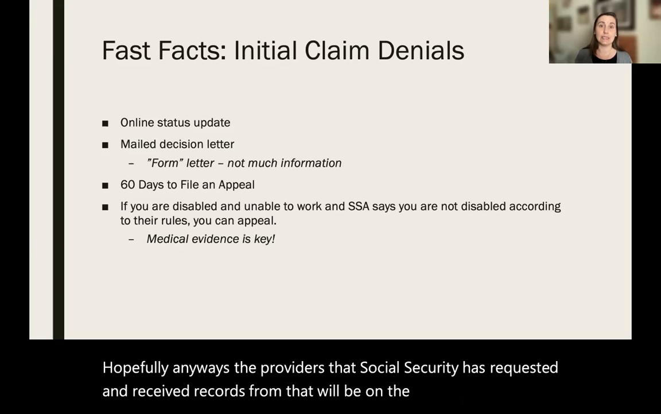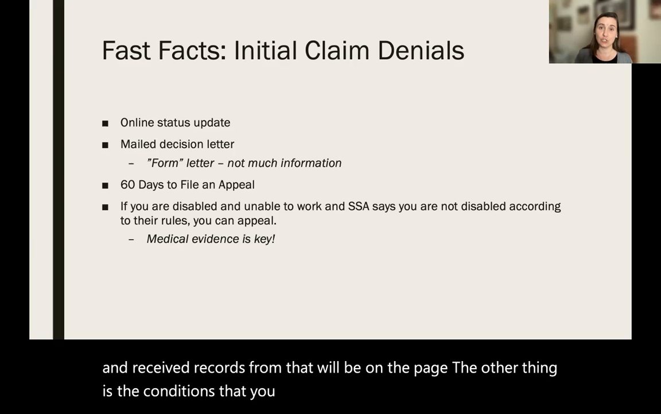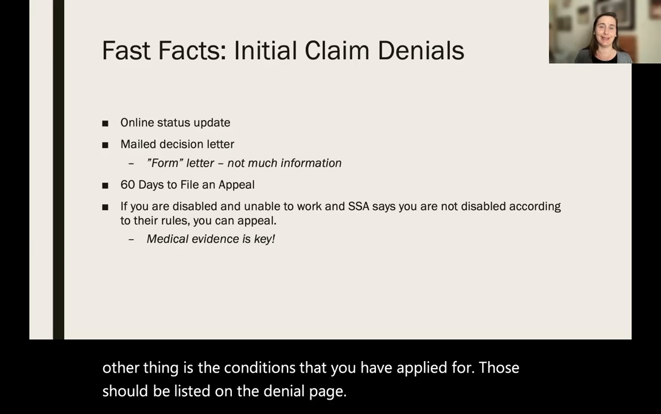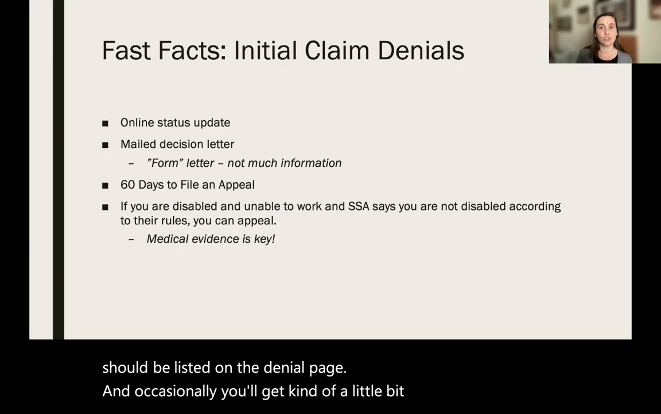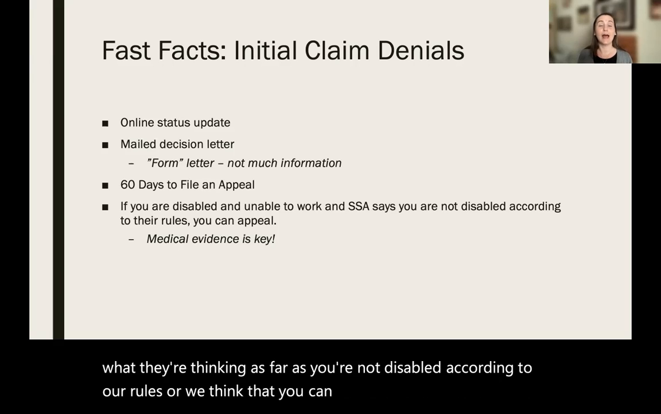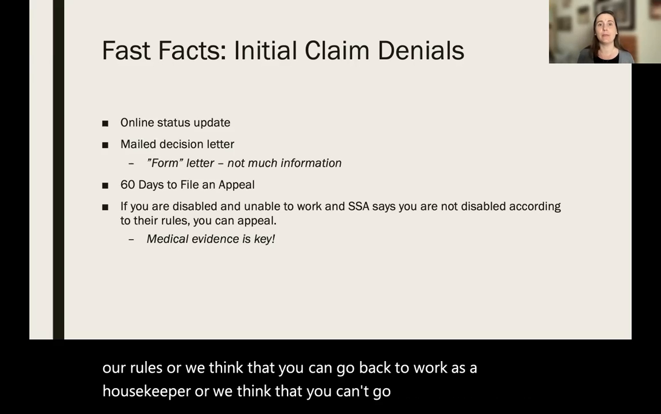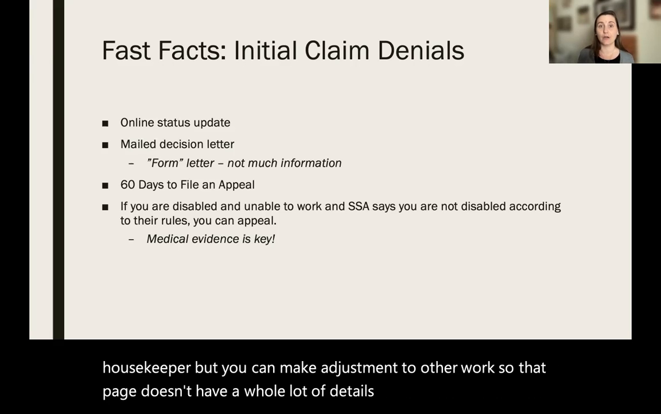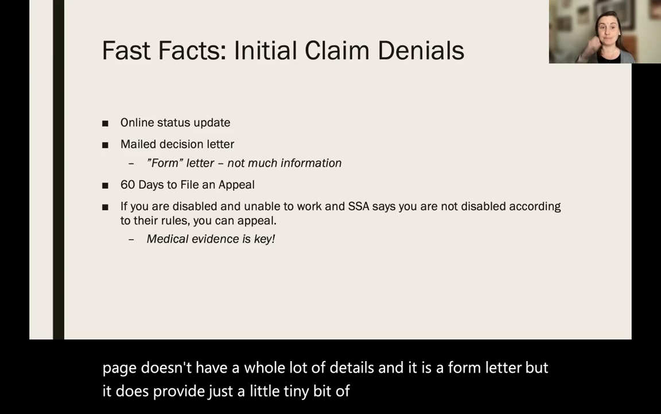The other thing is the conditions that you have applied for. Those should be listed on the denial page. And occasionally you'll get a little bit of a purview into what they're thinking, as far as, you're not disabled according to our rules, or we think that you can go back to work as a housekeeper, or we think that you can't go back to work as a housekeeper, but you can make an adjustment to other work. So that page doesn't have a whole lot of details, and it is a form letter, but it does provide just a little tiny bit of insight as to what's going on.